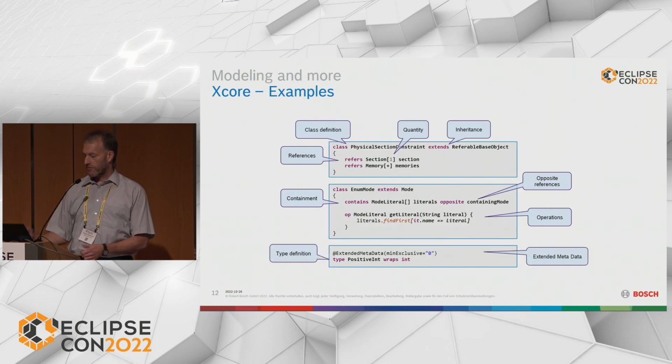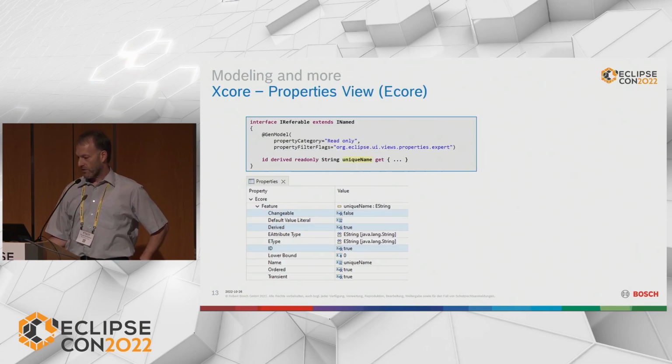And you can have type definitions, extended metadata, so all kinds of annotations, GenModel annotations, extended metadata. That is, from my point of view, a very good possibility and a compact way to describe your domain and your classes you want to use. And a very good example regarding the tooling, from my point of view, is if you do not know the syntax exactly, it's always possible to select something in the editor and open the properties view, and you will see all the relevant attributes of this specific part of your code.